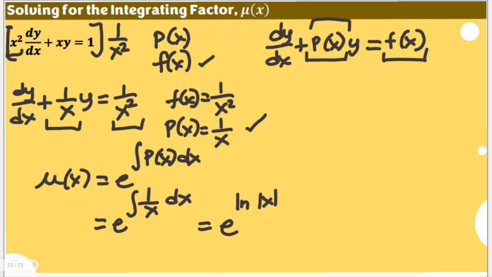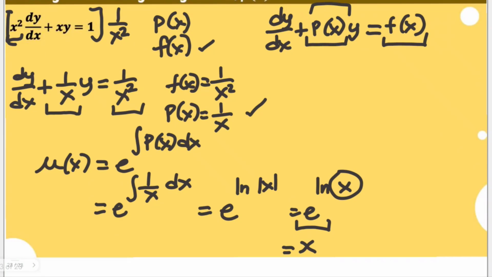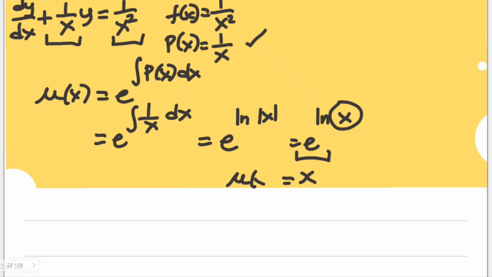But you may not need plus c here because the integrating factor only looks for the appropriate exponent. This can be further written as e raised to the power of the natural logarithm of simply your x. This can be simplified further, and that would mean that our integrating factor is just simply this value, which is x. This is our mu of x.